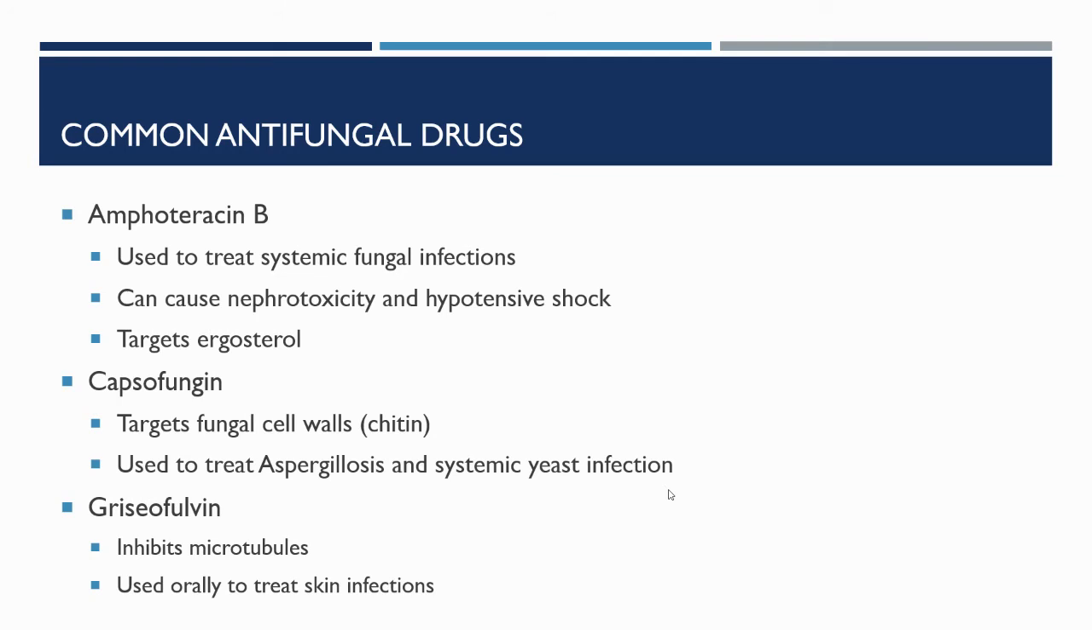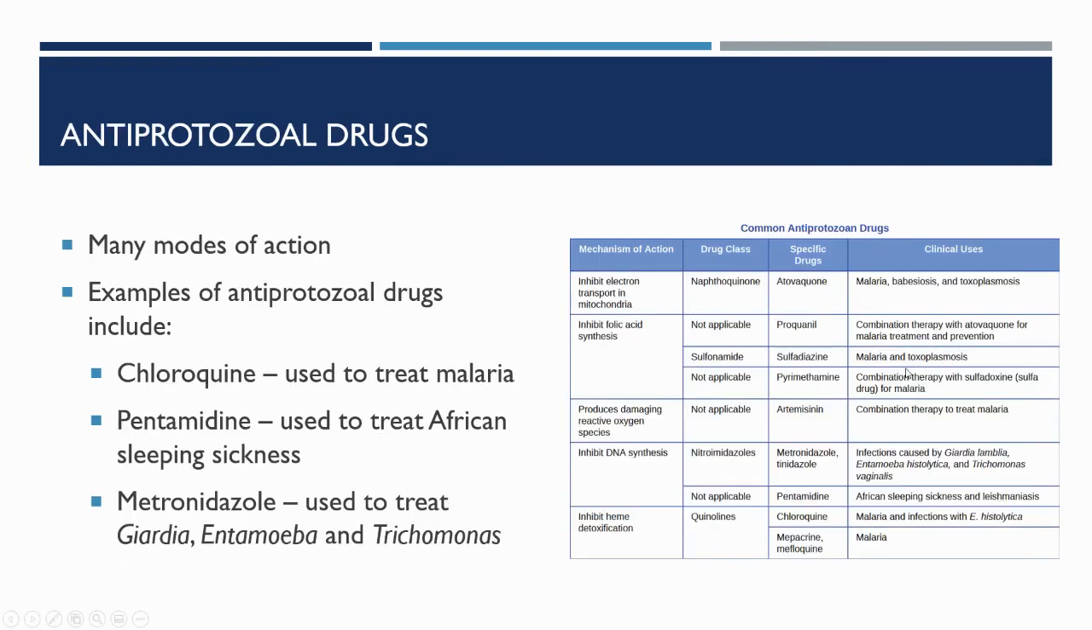You'll have to figure out how to pronounce this one. Griseofulvin. I have to look that one up. So this inhibits the microtubules, and again, it's oral for fungal skin infections. When we look at drugs to treat protozoans, again, it's harder to come up with selective toxicity with protozoans because they are eukaryotic cells. They have lots of different modes of action.